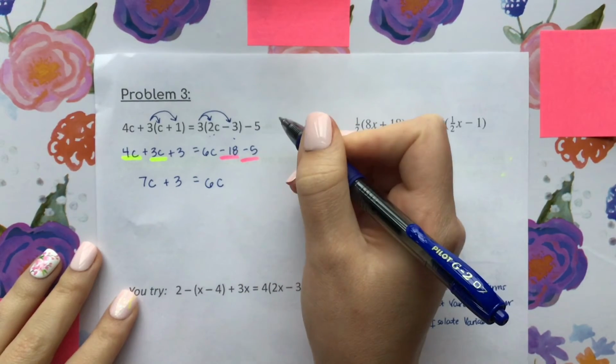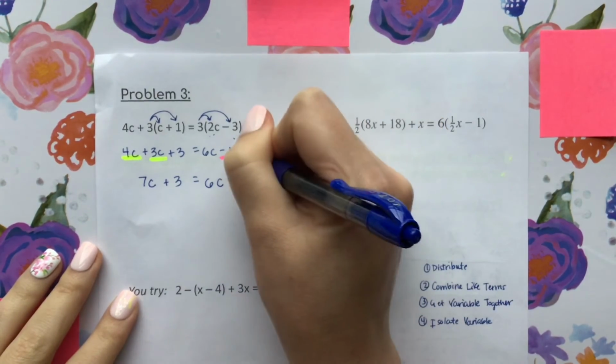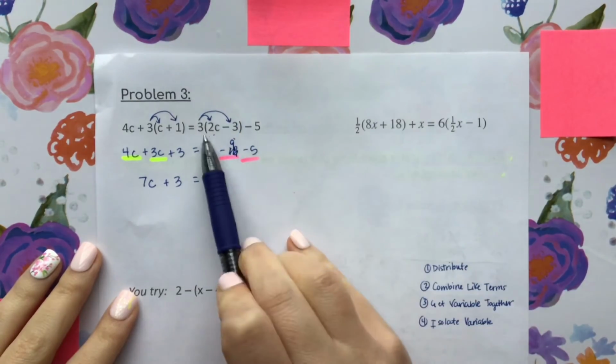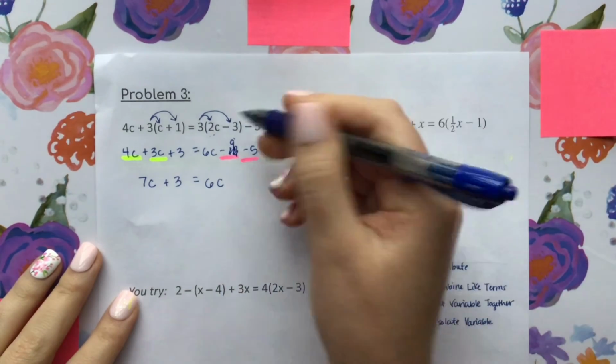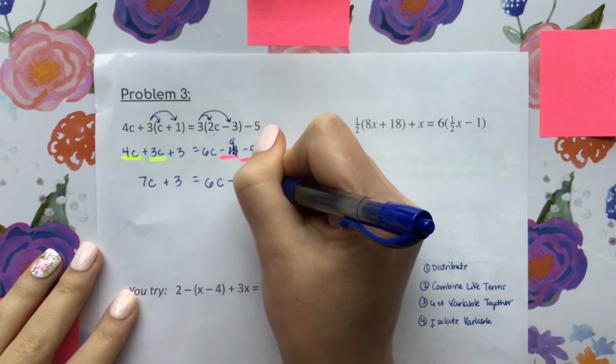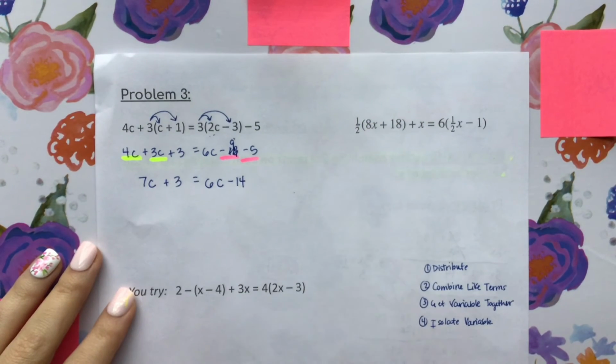minus, oh, I accidentally had something wrong, didn't I? That's a 9, sorry. 3 times 3 is 9. Whew, I'm happy I caught myself. Minus 14. Sorry about that, you guys.